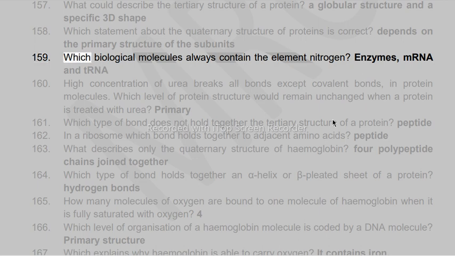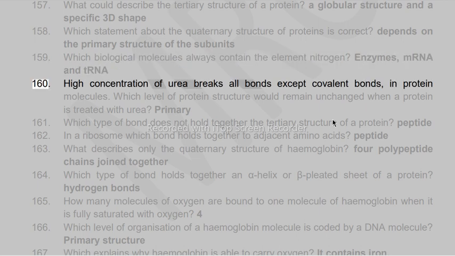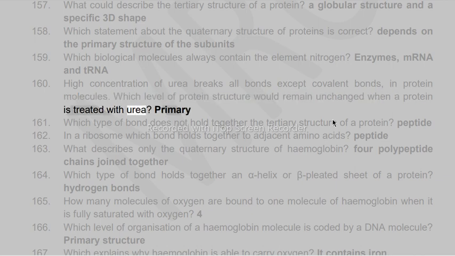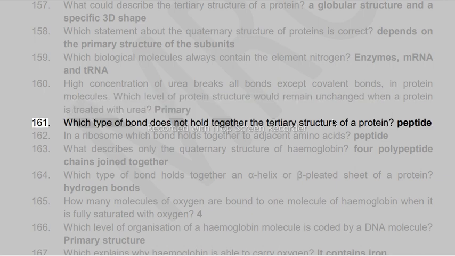159. Which biological molecules always contain the element nitrogen? Enzymes, mRNA and tRNA. 160. High concentration of urea breaks all bonds except covalent bonds in protein molecules. Which level of protein structure would remain unchanged when a protein is treated with urea? Primary. 161. Which type of bond does not hold together the tertiary structure of a protein?